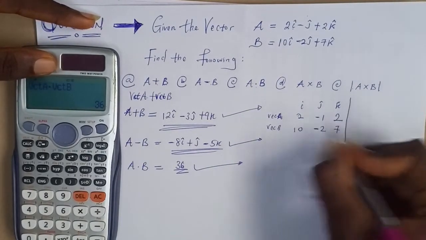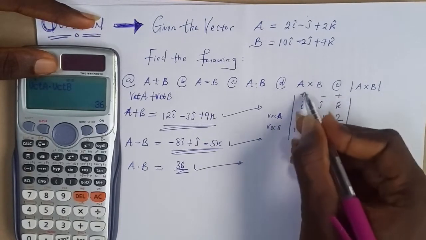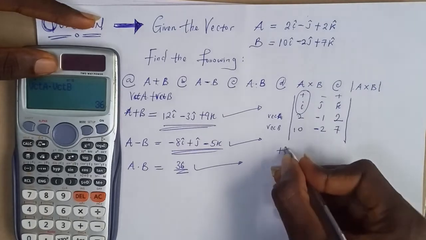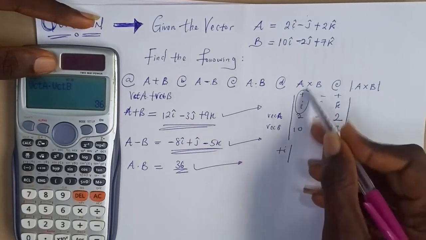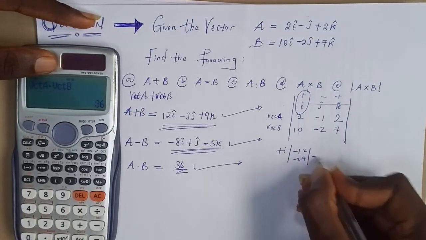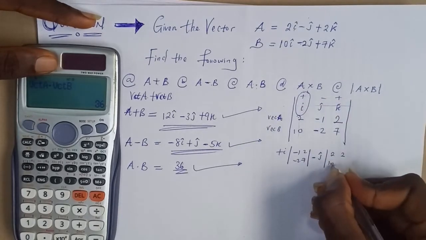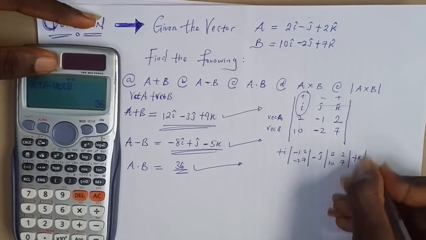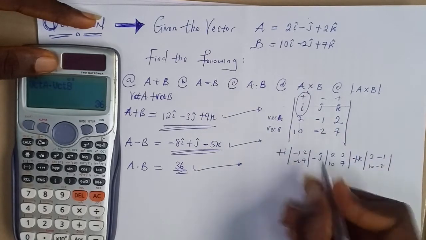So you go ahead and find its determinant, such that you put a plus, minus, plus here, and you pick this positive i first. You find the minor matrix. When you cut this and this, I will end up having minus 1, 2, minus 2, 7. And then followed by negative j. Find the minor of that matrix, you have 10, 7. And then finally with k, the minor of that matrix is 2, minus 1, 10, minus 2. And you know what to do from here.